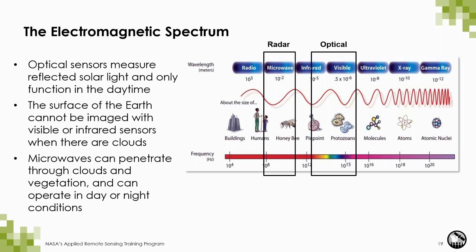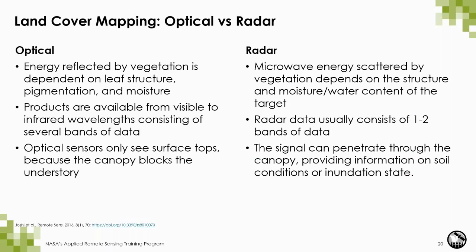Microwaves or radar data, on the other hand, can penetrate clouds and vegetation, and data can be collected at any time. The main difference between optical and radar data for land cover mapping is that optical is sensitive to the spectral properties of the vegetation and soil, while radar is sensitive to the structure and the moisture content of the land surface. Radar is essentially sensitive to the bulk of the vegetation or biomass and the geometry and moisture content of the vegetation and soil. Thus, the information provided by radar is different than that provided by optical sensors.